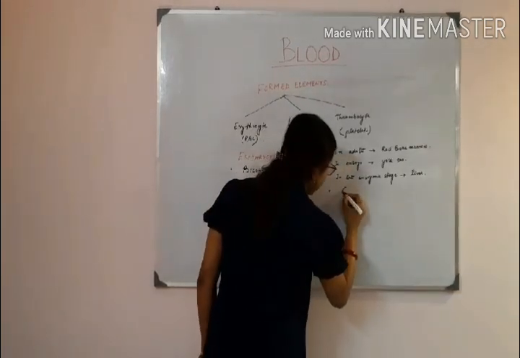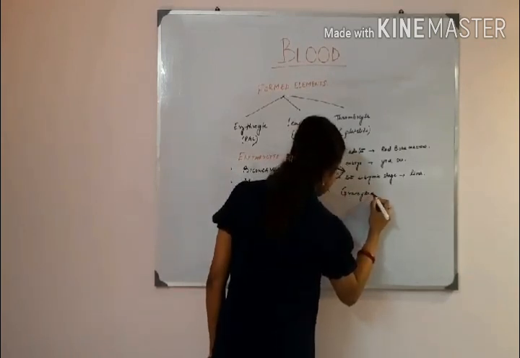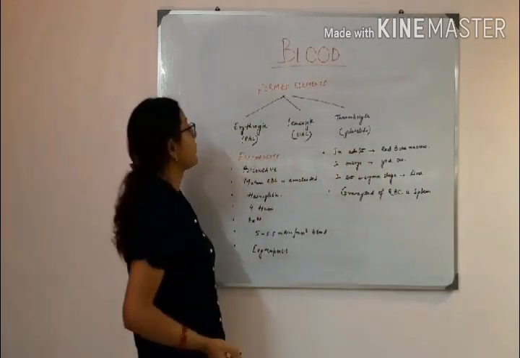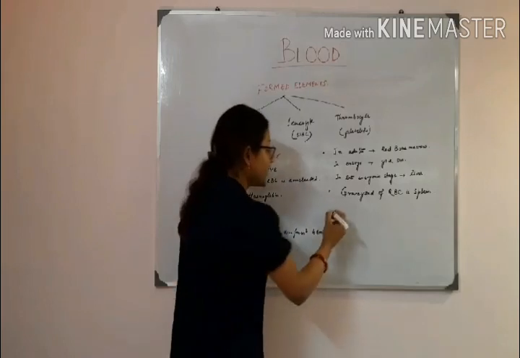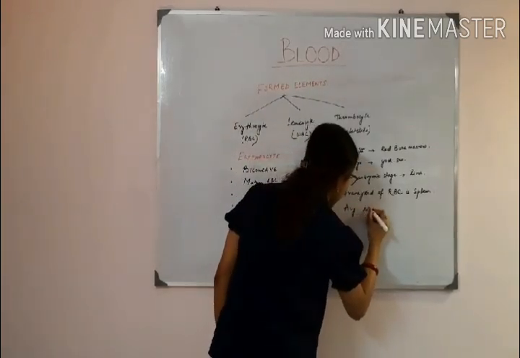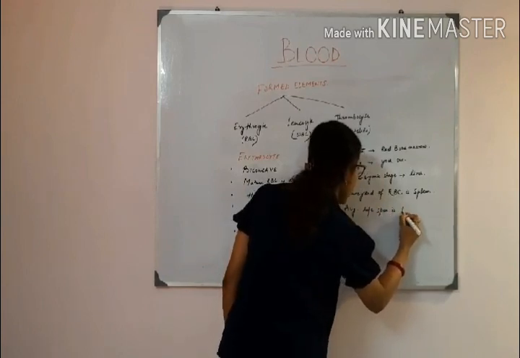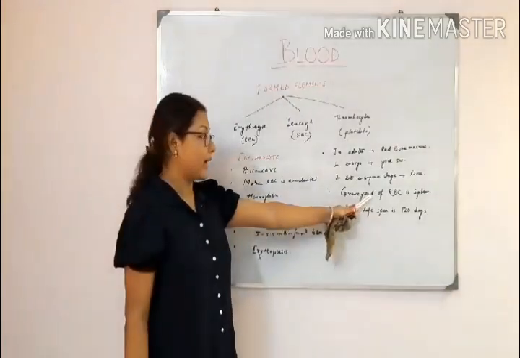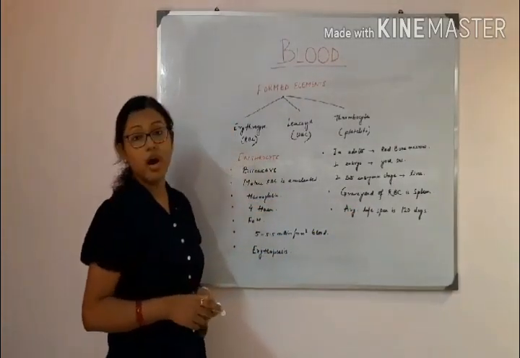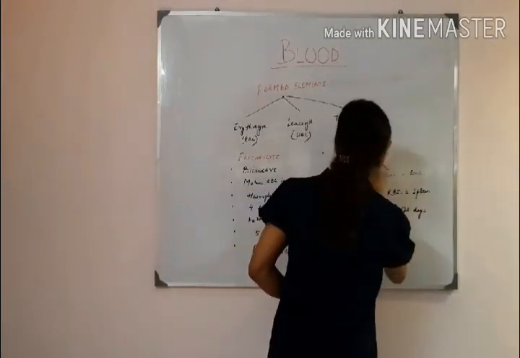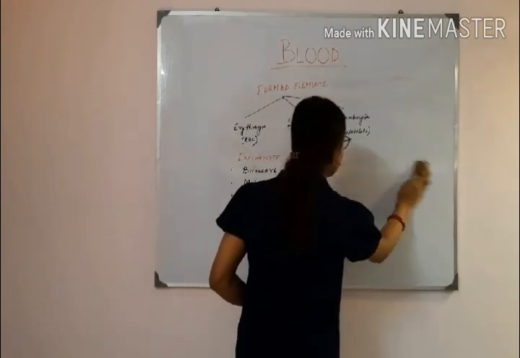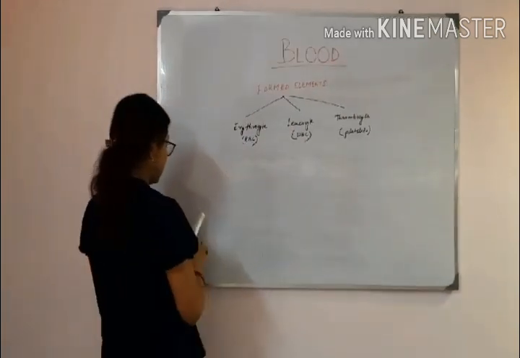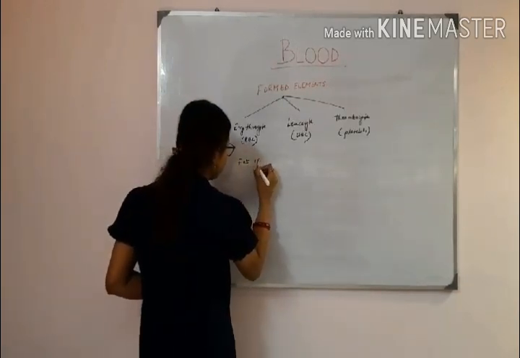Okay. Now we will see the graveyard of RBC. Graveyard of RBC is spleen. Erythrocyte dies, lifespan is 120 days. After 120 days, it goes to spleen and dies. Okay. Now we will see the fate of RBC.